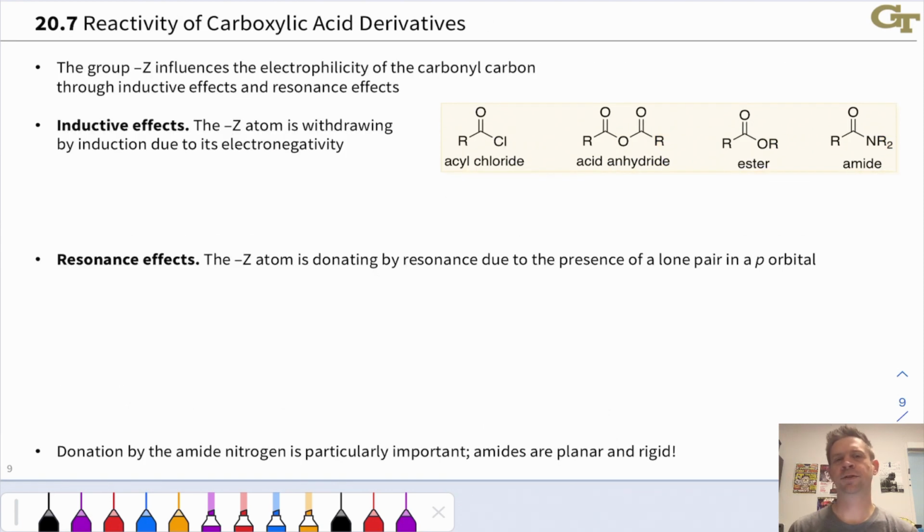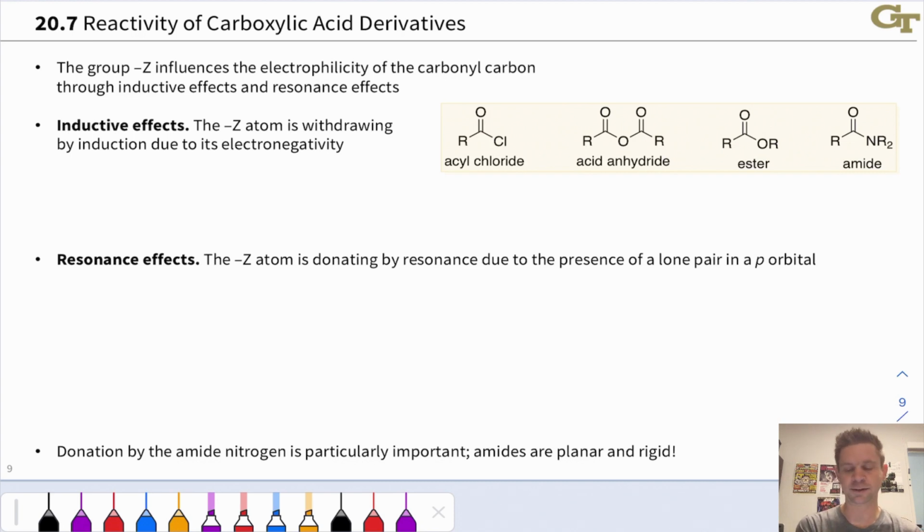The reactivity of carboxylic acid derivatives really centers on the potential of that Z group to act as a leaving group. So they're famous and practically important for their substitution chemistry at the carbonyl carbon. And in thinking about this, the mechanism is not SN1 or SN2, as we'll see. But we're still thinking of the carbonyl carbon as an electrophilic carbon. To think about the electrophilicity of the carbonyl carbon, we want to think about both the inductive and resonance effects of the group Z that's linked to the carbonyl carbon.